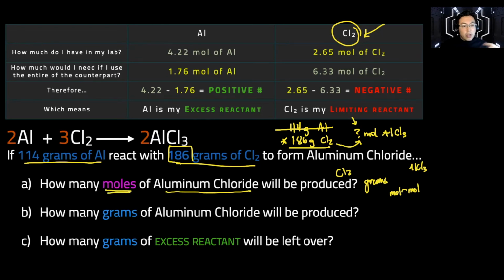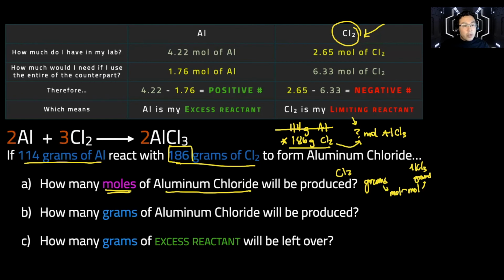Check out the next question. It says, how many grams of aluminum chloride? Well, since in letter A we were already asked about moles, you can just continue the path into the grams of aluminum chloride, right?